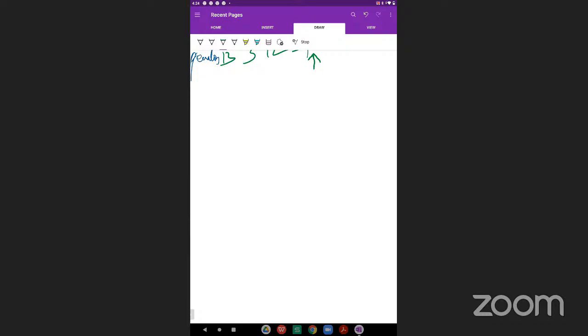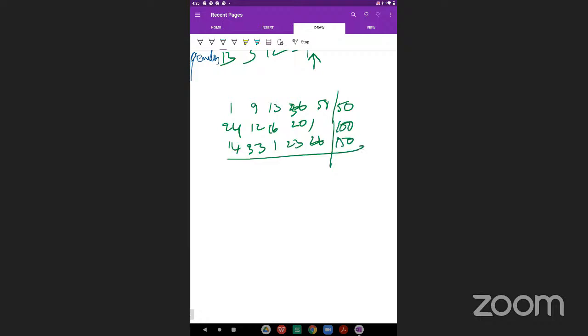He gave that 1, 9, 13, 26, sorry, 36, 51. Availability is how much? 50. Here, 24, 12, 16, 20, and 1, 14, then 33, 1, and 23, and 26. It's corresponding 100. This is the 150. Here it comes to the 100. Here it comes to the 70, 50, then 40, then it is 40.